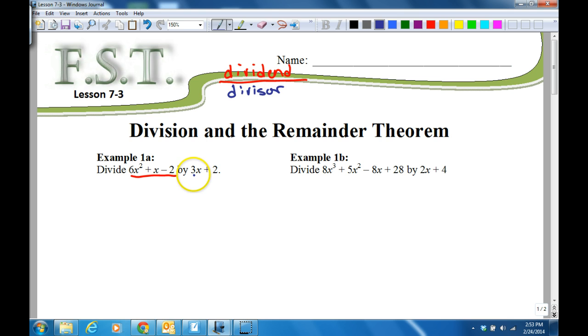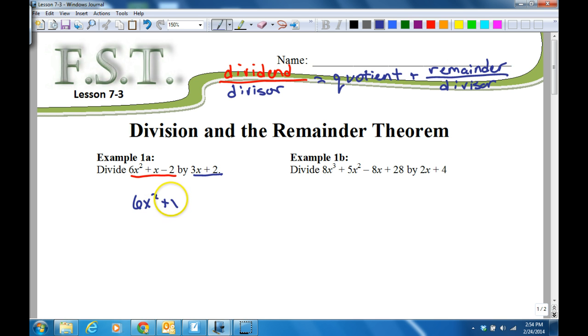The divisor in this case is the blue line section. And that's going to equal the quotient plus a remainder divided by a divisor. Okay? So our answer should have a quotient plus a remainder divided by a divisor. What's the quotient? Quotient's the answer after you divide it out. What's the remainder? Whatever's left over.